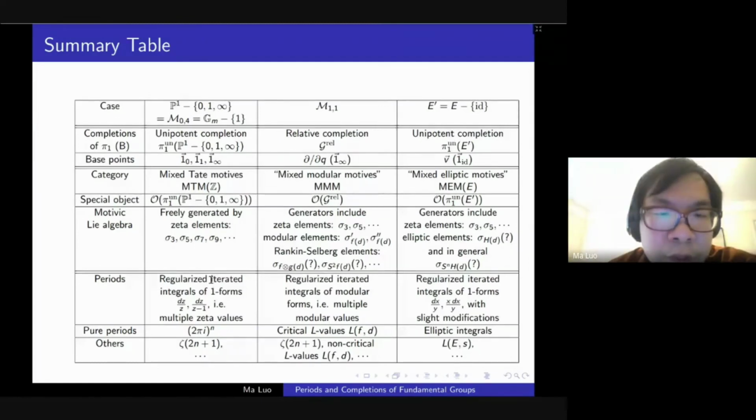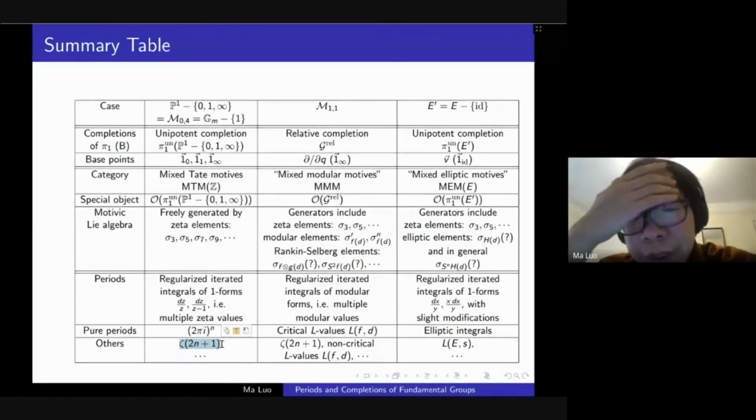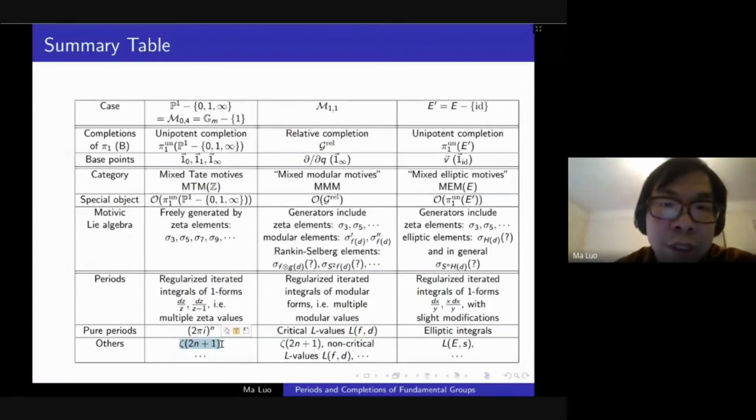In general, it's just iterated integrals of the one forms I talked about, omega 0 and omega 1, namely the multiple zeta values. And the pure periods are just the powers of 2 pi i. And some others are just these odd zeta values that you can think of as periods of the extension in this case.